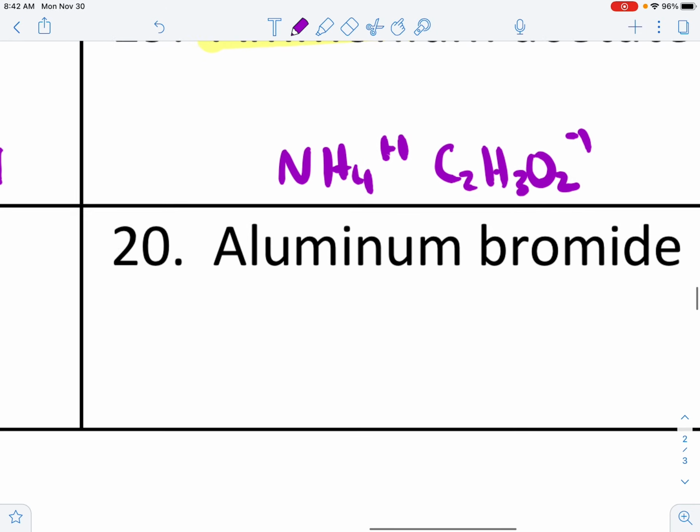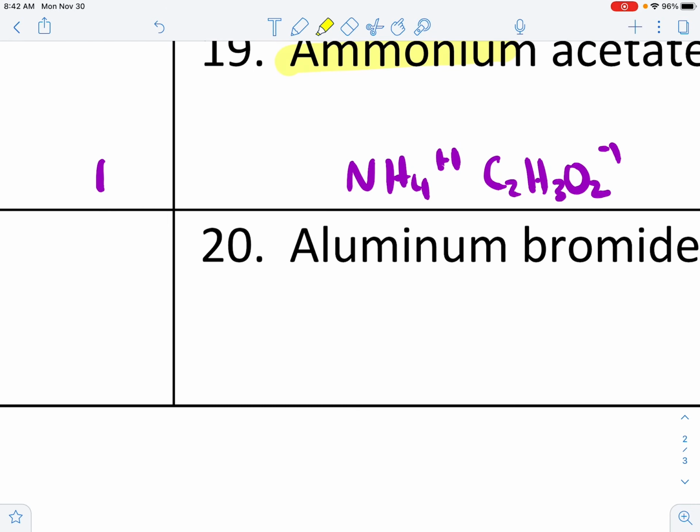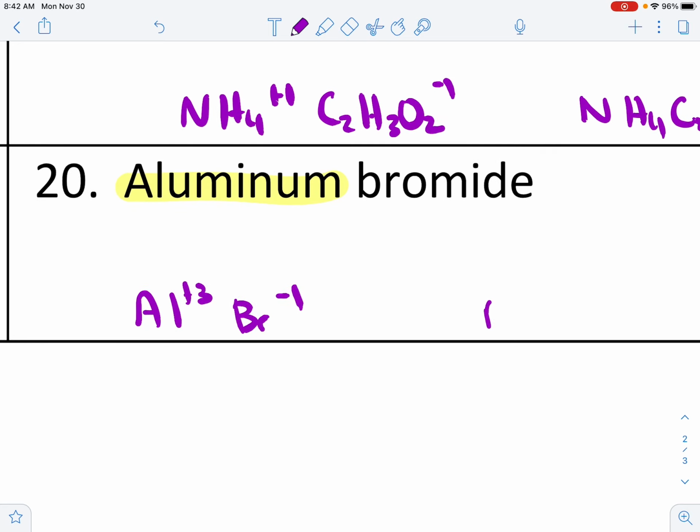All right. And our last one there. We have aluminum, type 1. So aluminum is Al, it is +3. Bromine is Br, and it's -1. Oh, we're going to have to do our crisscross here. AlBr3. Okay? Hope that helps you.